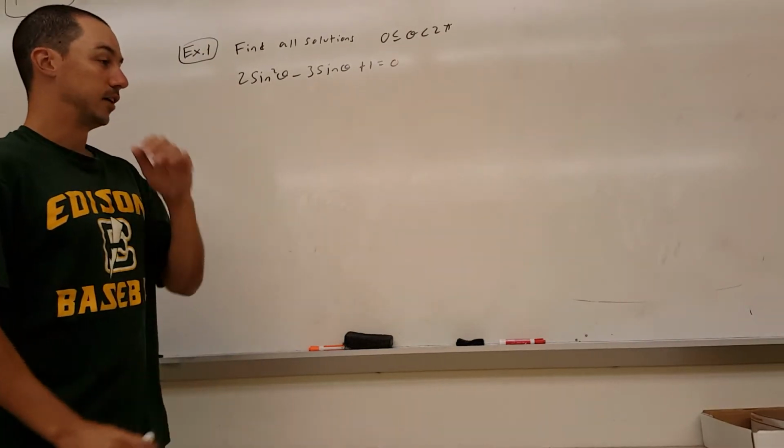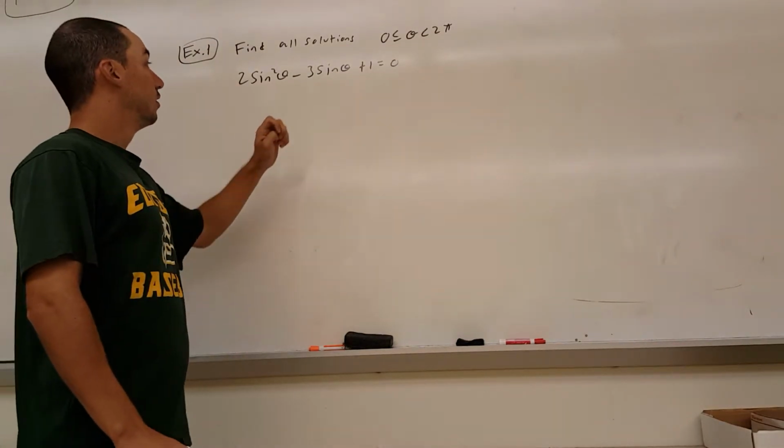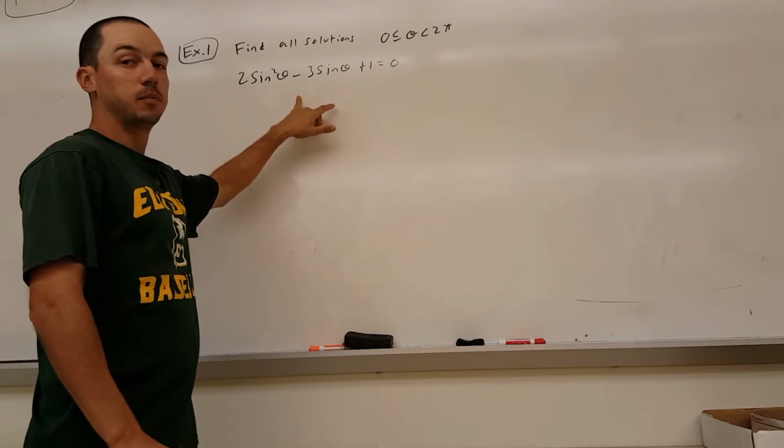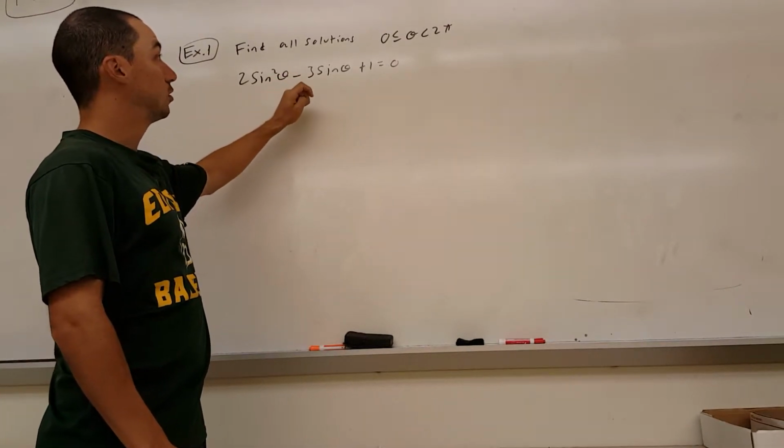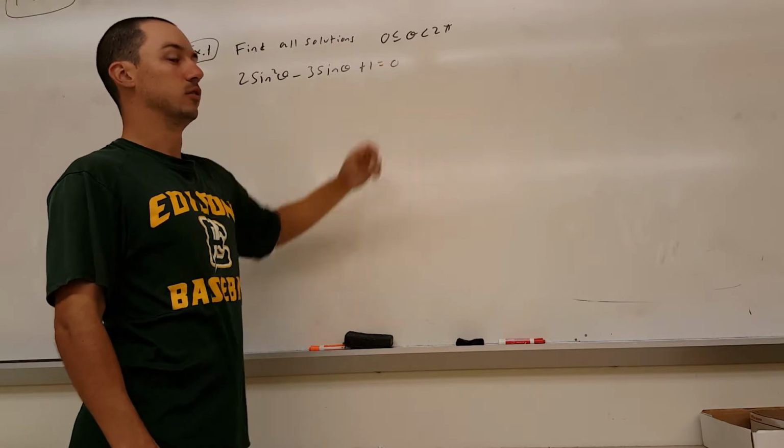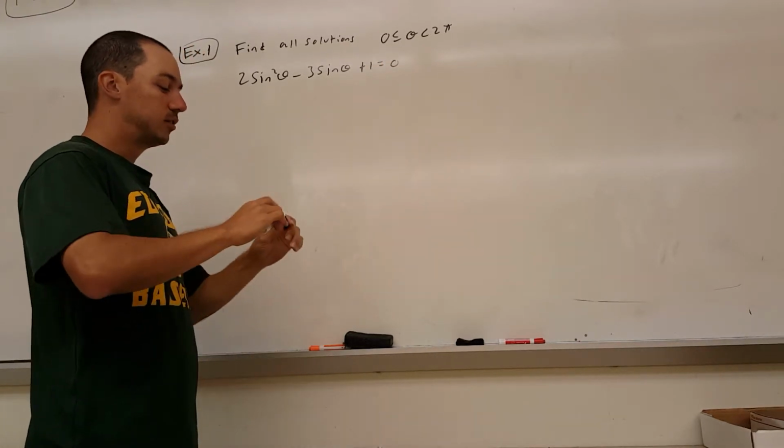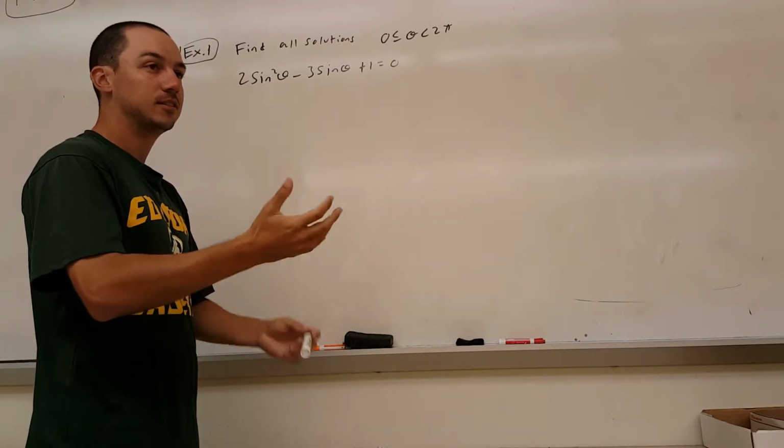All right, so our first example is going to be solving this trig equation. We're going to find all solutions when theta is between 0 and 2 pi.